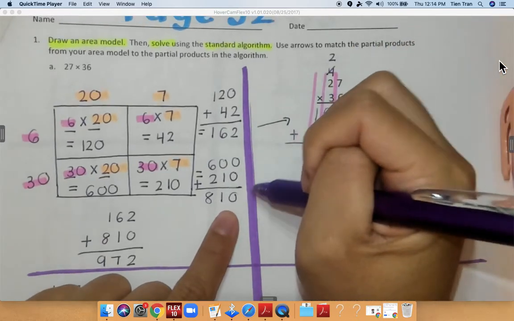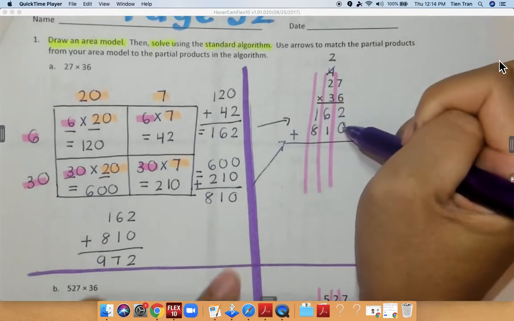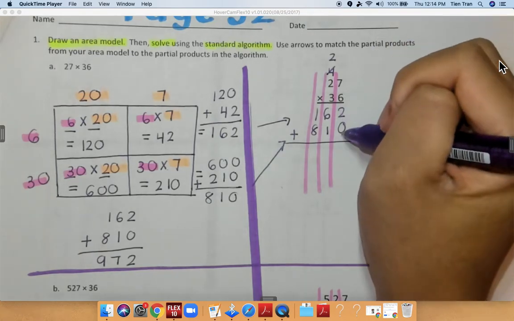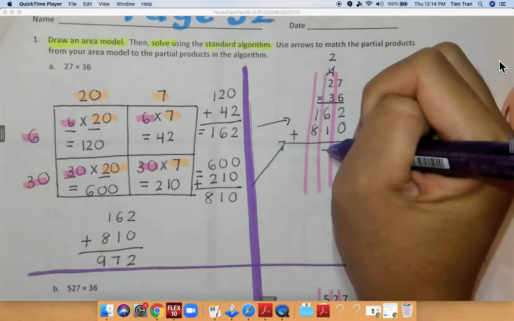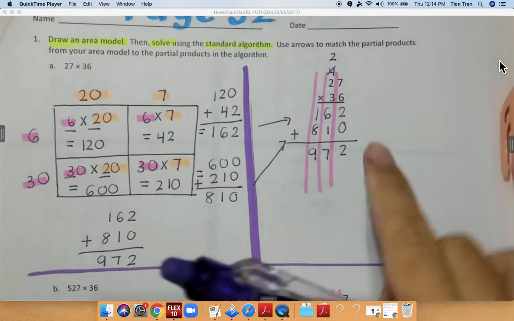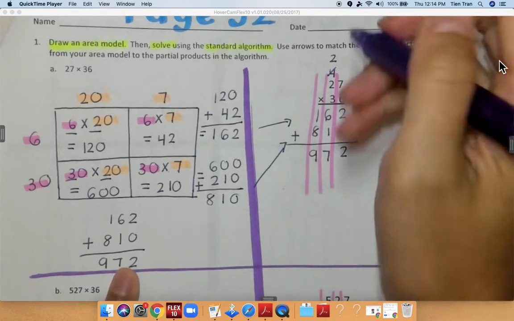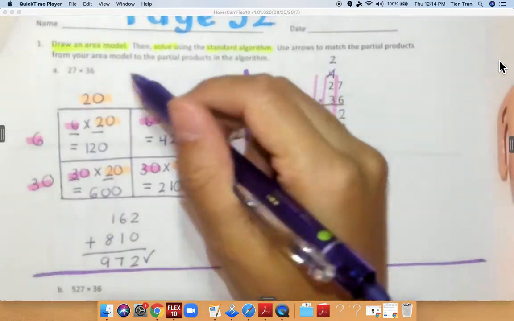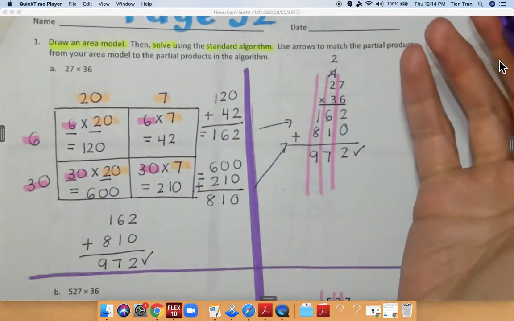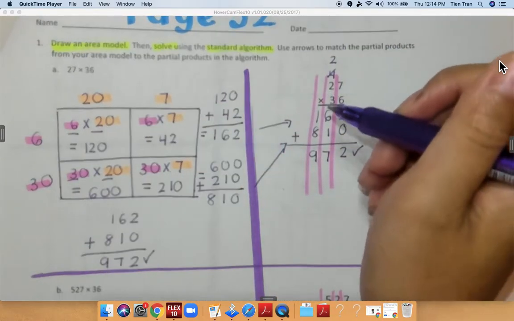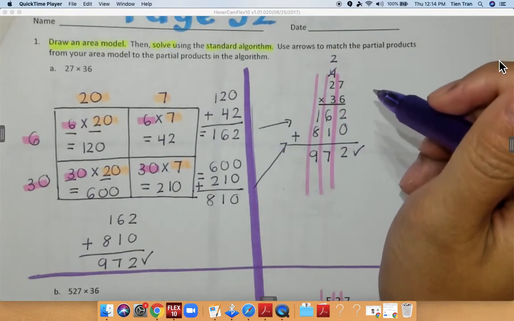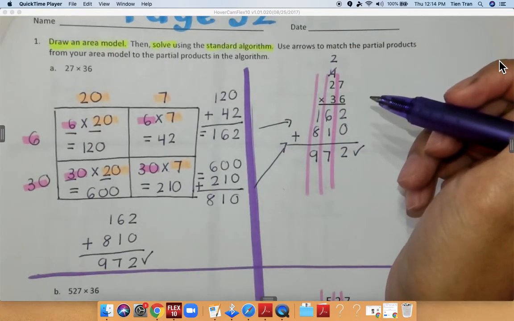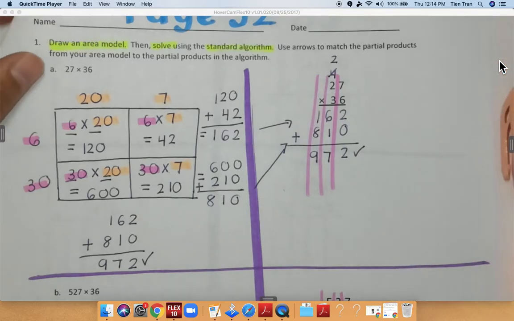And notice right here, 810 is the same as 810 I find here. 2 plus 0 is equal to 2. 6 plus 1 is 7. And 8 plus 1 is 9. 972 and 972 are the exact same. So there are two ways to solve for multiplication. You can do the standard algorithm or you can solve using an area model. Whichever one works for you, but I do want you to make sure you know how to use the standard algorithm because it is going to show up multiple times.